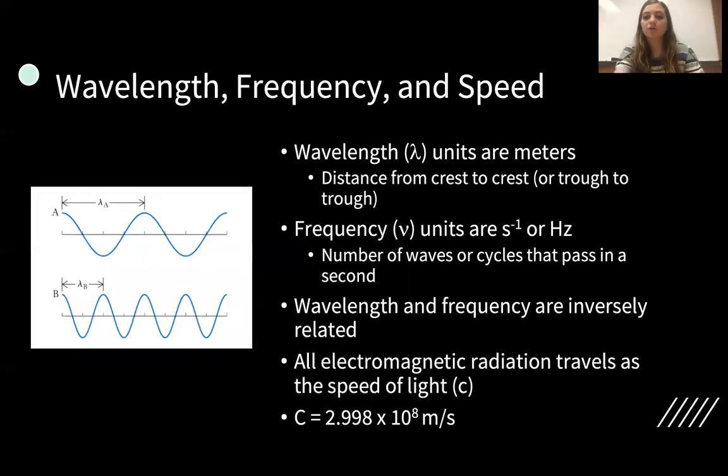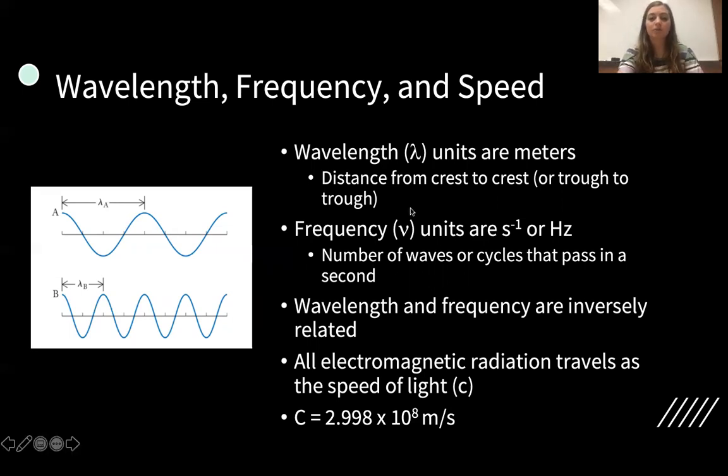Okay, wavelength, frequency, and speed are three things that are all related. Let's briefly talk about each one of these things relating to electromagnetic radiation. Wavelength, we use the symbol lambda, which is this upside down Y looking thing, and the units are meters. And like I said on the last slide, that's the distance from crest to crest or from trough to trough.